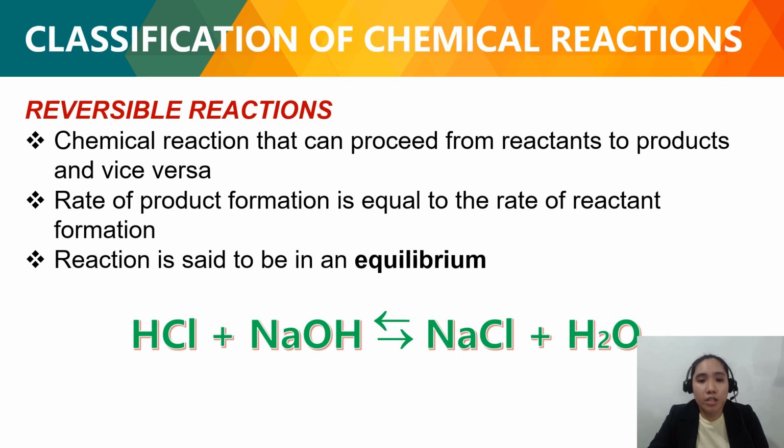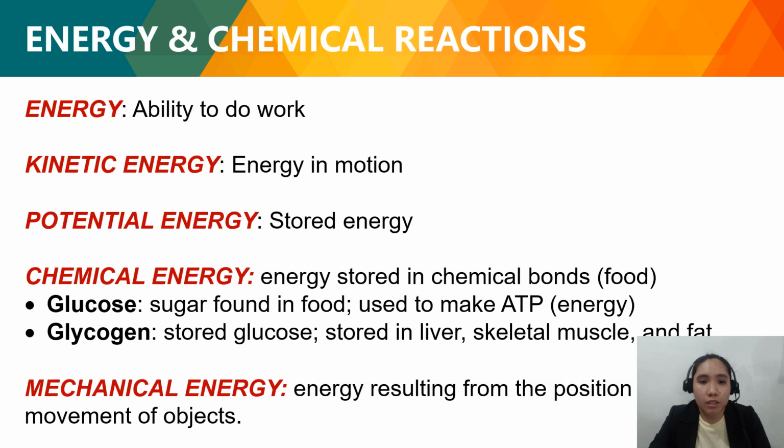Next one, you have your reversible reactions. So these are chemical reactions that can proceed from reactants to products and vice versa. And then the rate of product formation is equal to the rate of reactant formation. So the reaction is said to be in equilibrium. So again, we have the same example. Ibig sabihin lang nun na from hydrochloric acid and sodium hydroxide, it will become sodium chloride plus water. So kapag sila naman ang nag-react, ganun din ang magiging product. So, kahit pagpalit-palitin sila, they will just result to the same products.